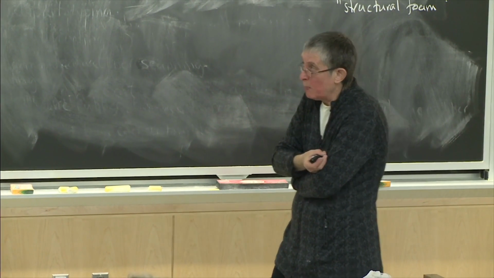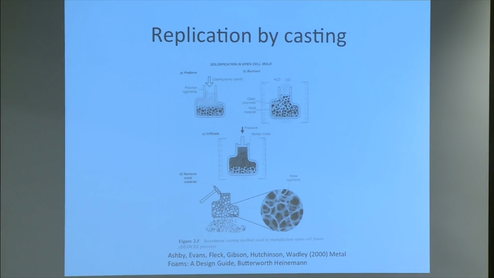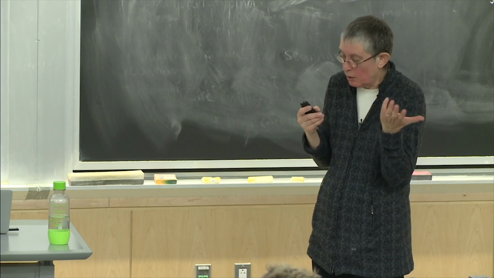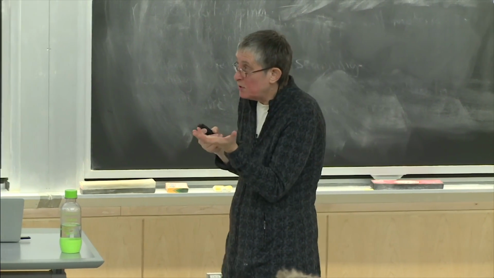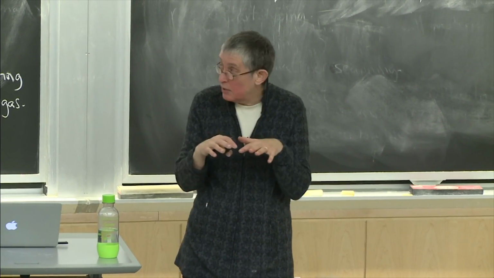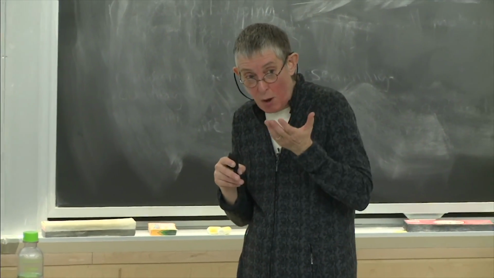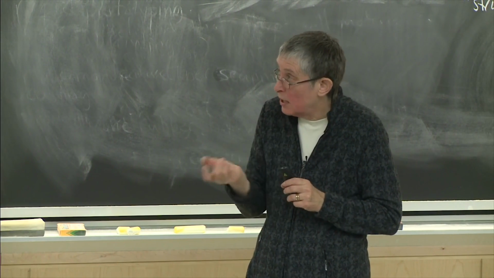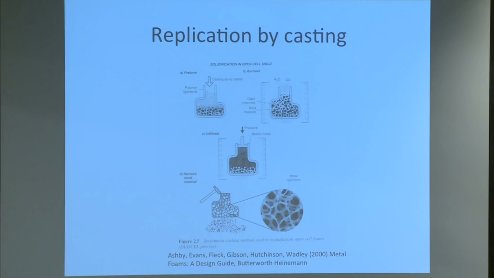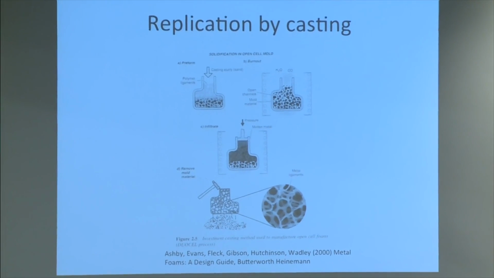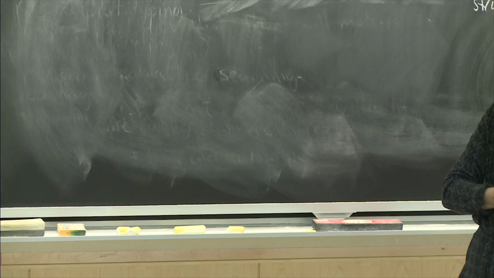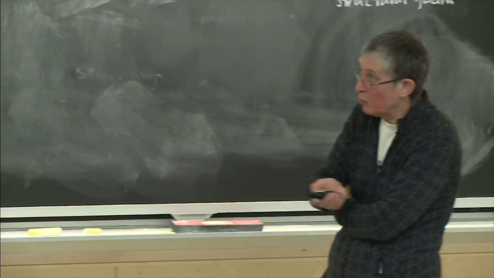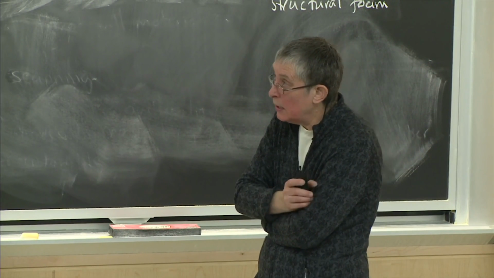Another method is by replicating an open-cell polymer foam. So I think I passed an open-cell polymer foam around, and that's made by taking an open-cell aluminum foam. It's made by taking an open-cell polymer foam. You fill up all the voids with sand. You then burn off the polymer, but now you've got sand in all the places where there were voids, and then you infiltrate molten metal into that, and then you get rid of the sand, and then you're left with an aluminum foam that replicates the polymer that you started off with. So there's a replication technique.